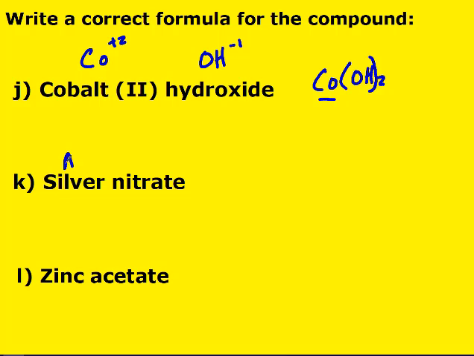Ag is silver. Silver was a +1. Nitrate is NO3 with a -1. Those cancel, so we just get AgNO3.